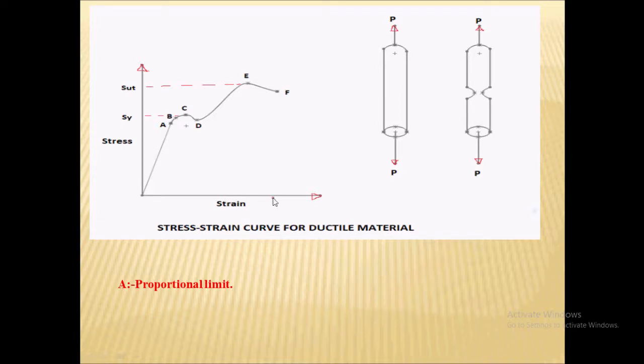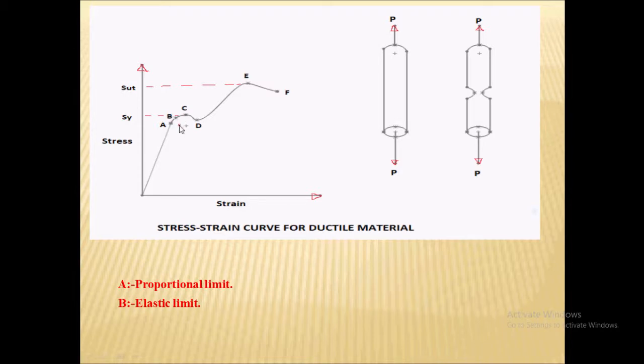It means that in this region stress is directly proportional to strain, so it is obeying Hooke's law. Hooke's law states that stress is directly proportional to strain within the elastic limit. That is why point A is called the proportional limit. But after point A, we can see that the curve is slightly deviating up to point B. So up to point B is called the elastic limit. Why? Because in the region AB, the curve behaves in an elastic manner.